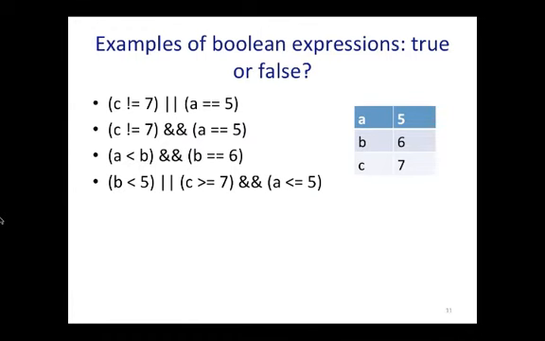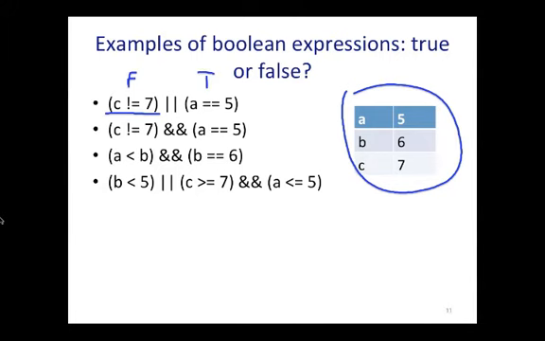Here's some more examples where we're now combining expressions using or and and. So again, here's the values for A, B, and C. And we start out with an or, so we say, is C not equal to 7? Well, that's false because C in fact is equal to 7. Or is A equal to 5? Well, A is equal to 5, that's true. So combining them gives us a value of true because with an or, it's true if either sub-expression is true.